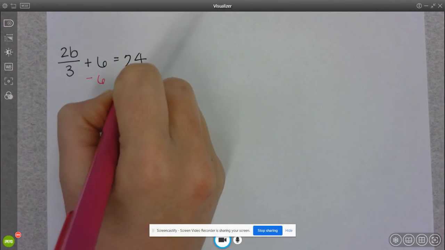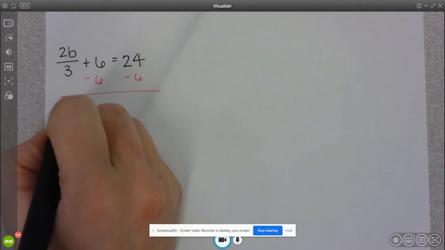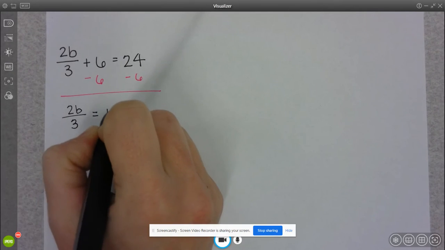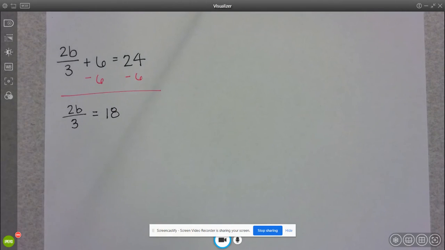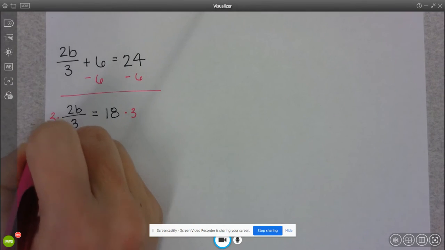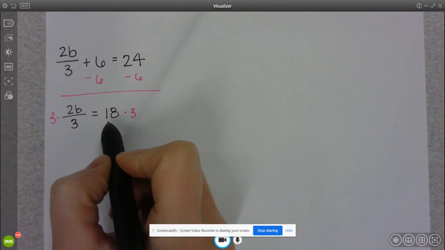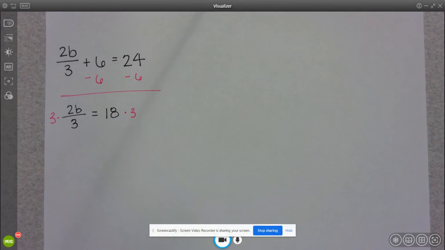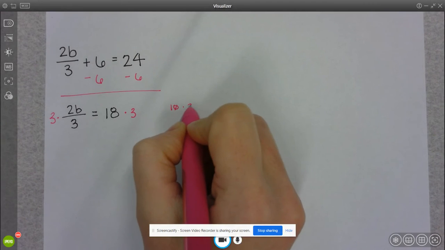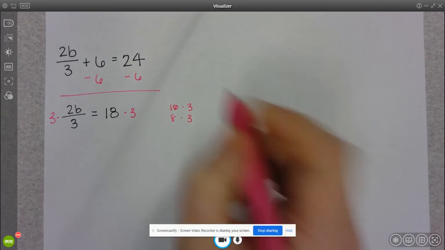I'm going to start with my inverse operations by subtracting 6 from both sides. This is going to give me 2b divided by 3 being equal to 18. I'm going to multiply by 3. Three 18s. If you don't know that off the top of your head, totally fine. I would do 10 times 3 and I would do 8 times 3, and I would add them together.